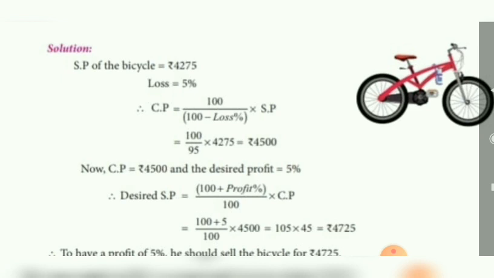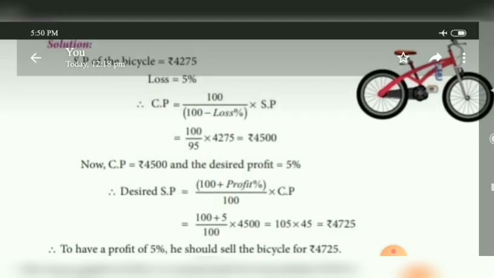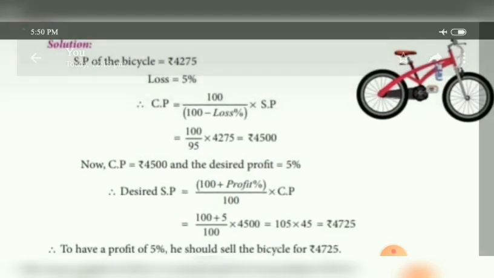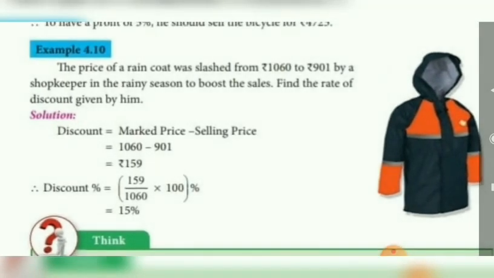Now the profit is 5%. So selling price equals 100 plus profit percentage, divided by 100, into cost price. This is also a formula. So 100 plus 5 divided by 100, into 4,500. So 105 into 45, which is 4,725.